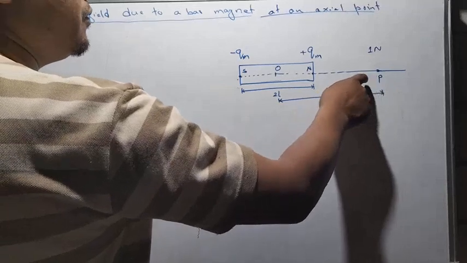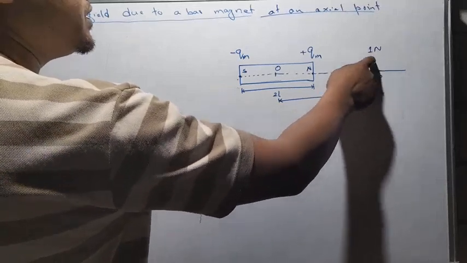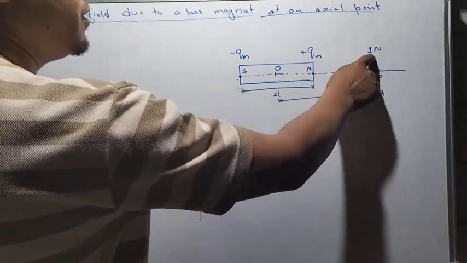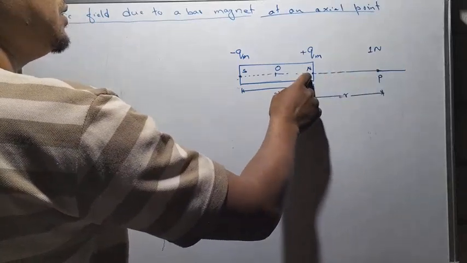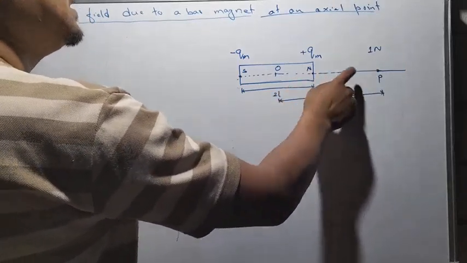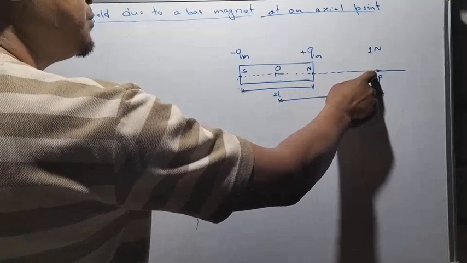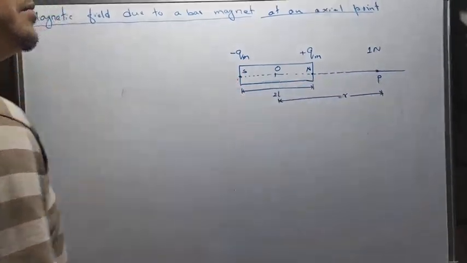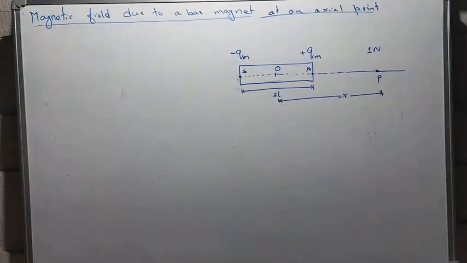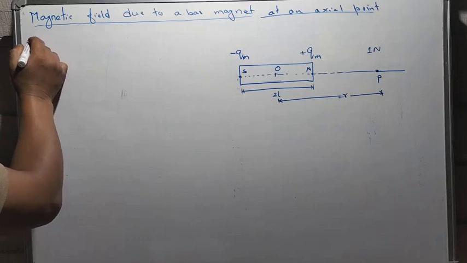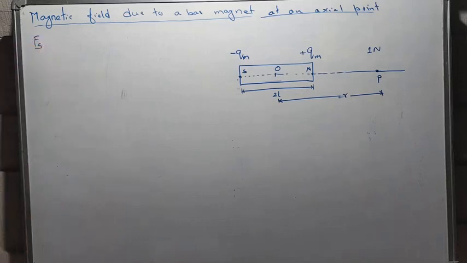The first force on this unit north pole is due to the north pole of the magnet, and the second force at this point P is due to the south pole of the magnet. All right, so now let us see how much is the magnetic force due to the south pole of the magnet. For that, I will write Fs.